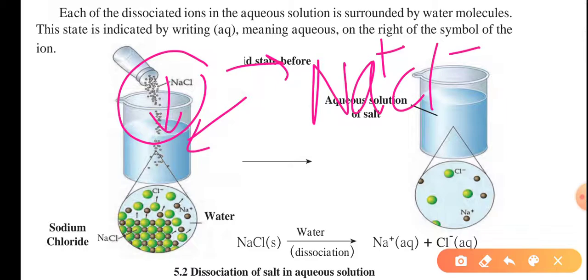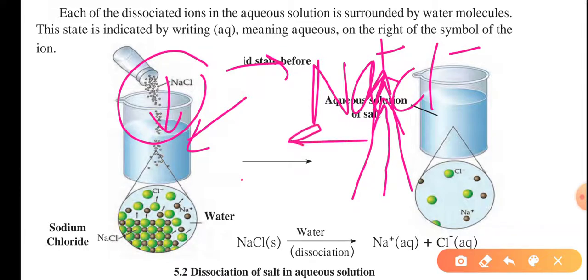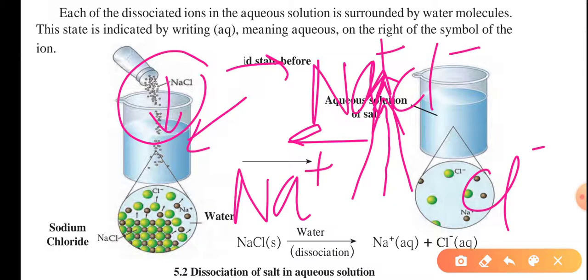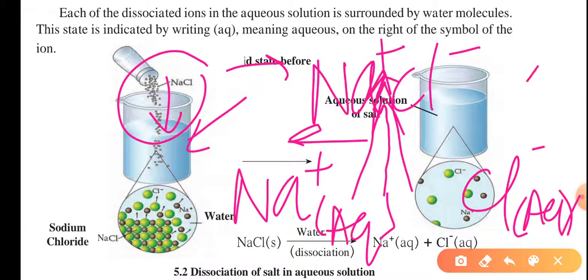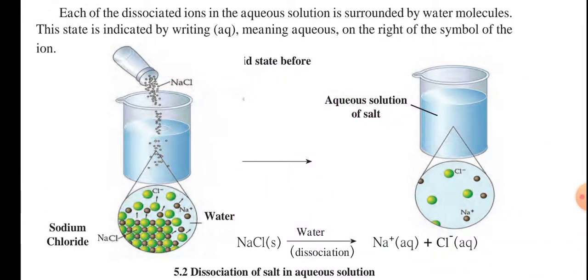What happens if we add water to it? The water molecules go inside and break down the bonds, and the NaCl gets separated and liberated. Now Na+ and Cl- ions are formed, and they are aqueous in nature. Now we will get a clear solution of NaCl.